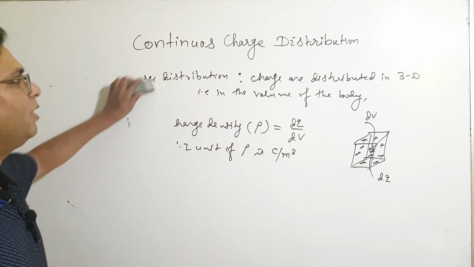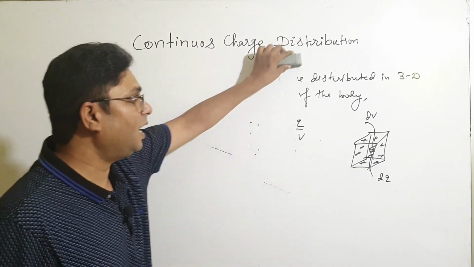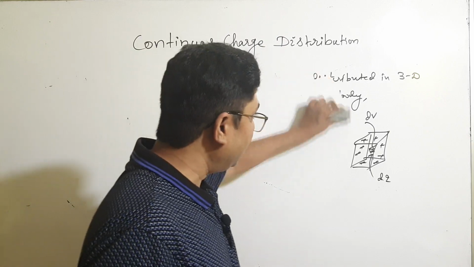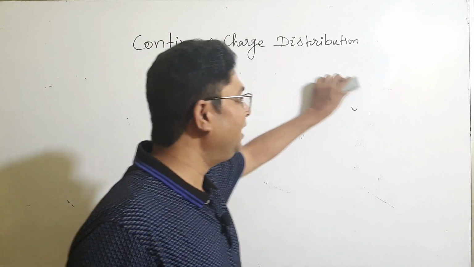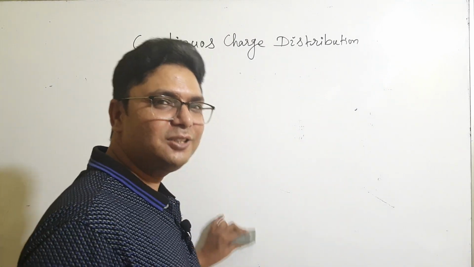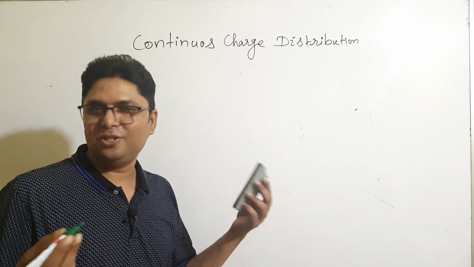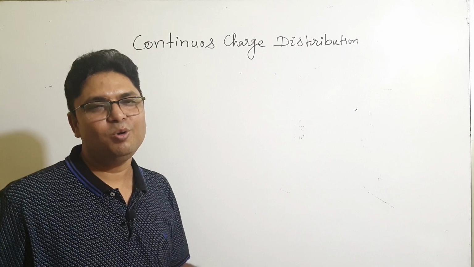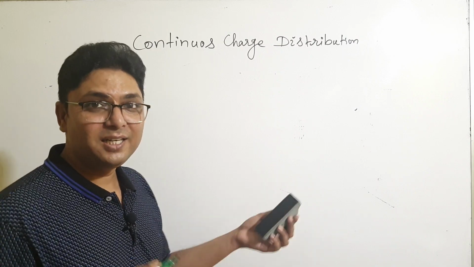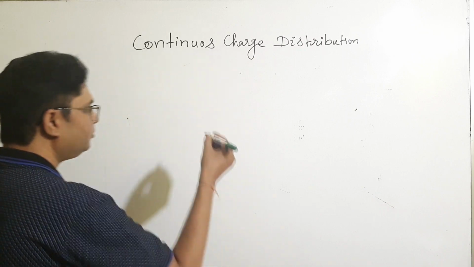Thus you have learned what is continuous charge distribution. When charges are huge in amount, that is they are uncountable, then the charge is said to be continuous charge distribution, and it is of three types: linear charge distribution, surface charge distribution, volume charge distribution. Let us have a numerical question based on this.